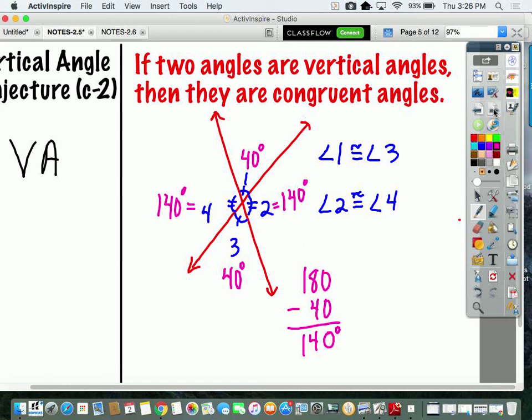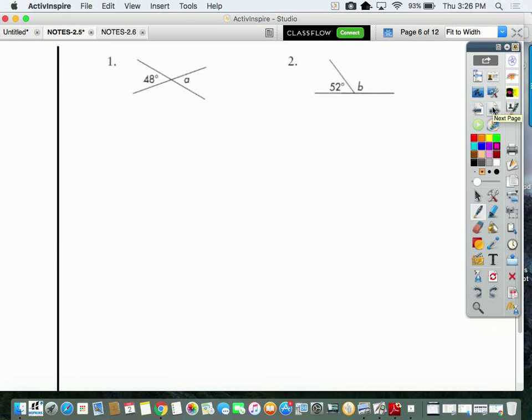Now let's do some examples. So toward the next section of your notes packet, we have a couple different examples. We're going to start out with numbers 1 and 2. So number 1, first thing you do is you look at it and say, which conjecture am I going to use? Well, if I look at these angles, these are across from each other, and that makes it a vertical angle. So they're equal to each other. So the measure of angle A must be equal to 48 degrees. It's the same. They're equal.